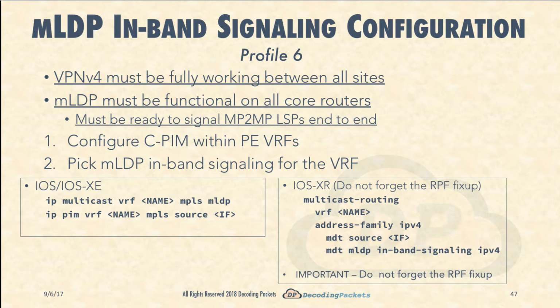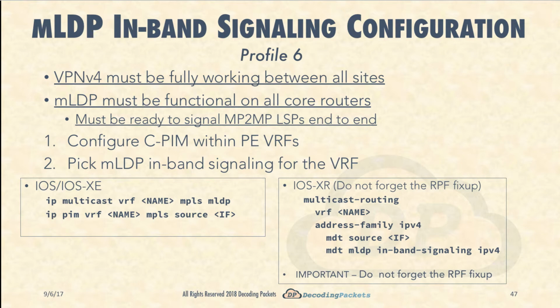So finally, what do we need to do to configure this? We have to configure PIM within the PE VRF. Once again, this is a prerequisite, but this is something that has already been done in our network in order to save time. So you should have that PIM adjacency between all of the PEs within the VRF and the CEs globally. The second thing is you have to configure MLDP in-band signaling as the forwarding technique for the MVPN for the VRF.